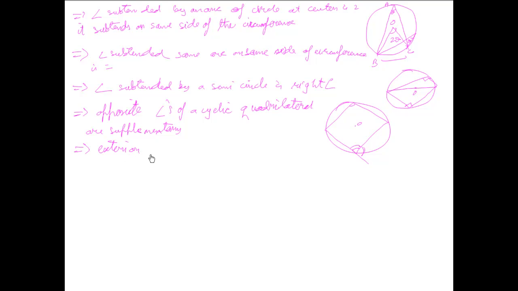Exterior angle of cyclic quadrilateral is equal to its interior opposite angle. Let's see some sums based on this, children.